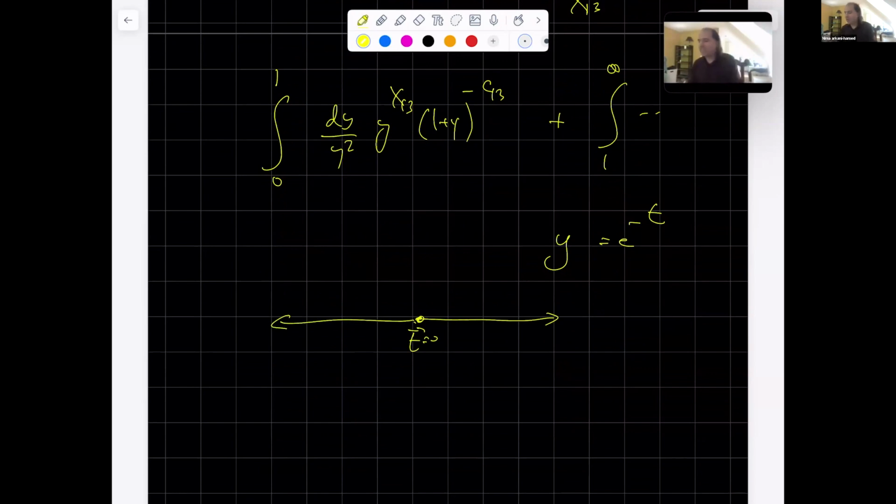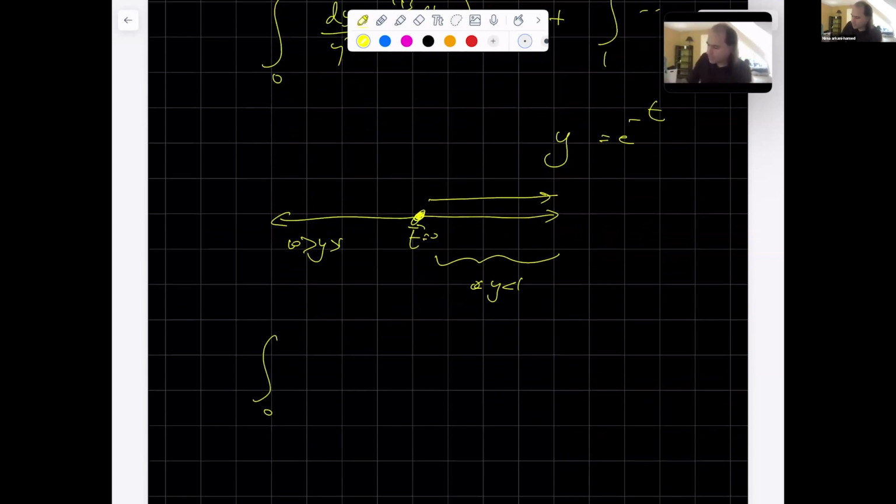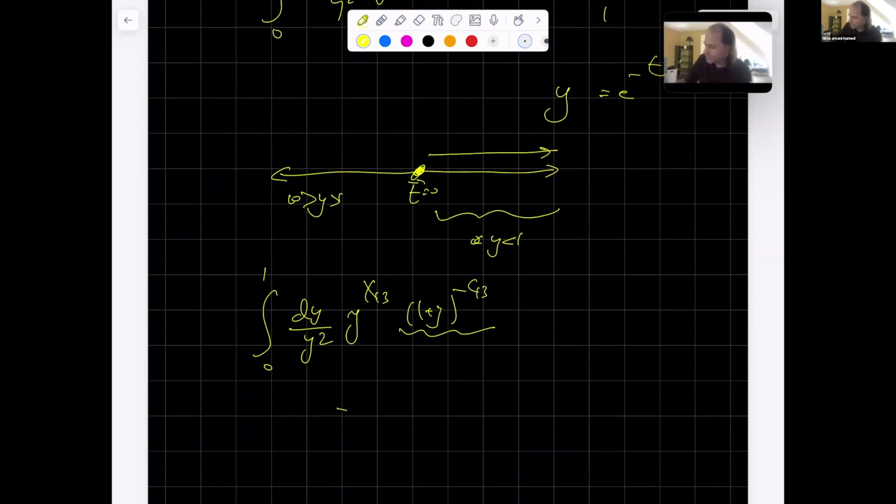Okay. And so I have this region, which is y between 0 and 1, and this region where y is between 1 and infinity. Let me focus on what's going on in this part of the fan. So what I do is I just take this integral 0 to y, dy over y to the x13, 1 plus y to the minus c13 to the y squared, and I simply Taylor expand this guy around y equals 0. So this is integral 0 to y, dy over y squared, y to the x13, 1 minus c13 y plus dot, dot, dot.